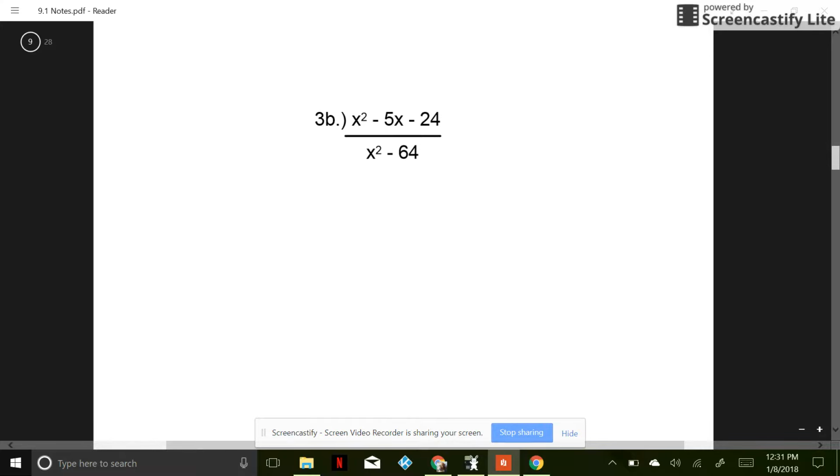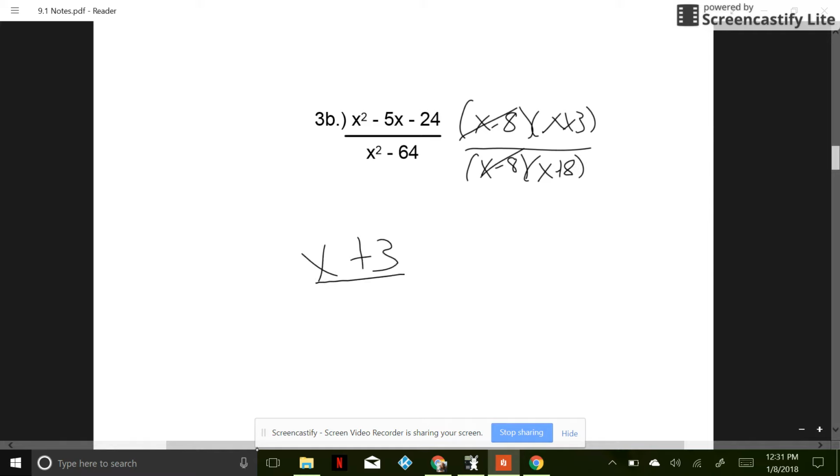Okay, first thing we need to do is factor. So this will factor to x minus 8, x plus 3. In our denominator, this is a difference of squares. So it'll be x minus 8, x plus 8. The minus 8's divide out. We'll be left with x plus 3 over x plus 8.